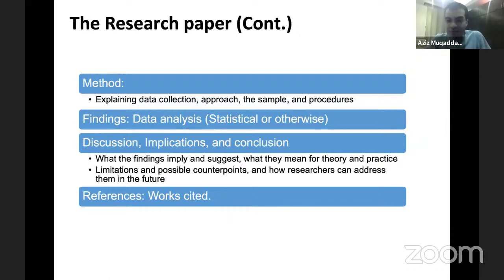So you would follow an APA style, an MLA style, whatever the journal required. Every reference that you've used would be mentioned there.